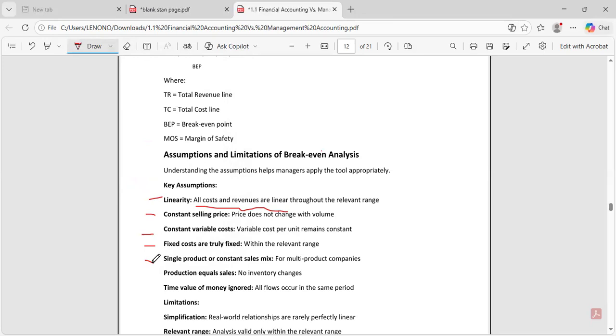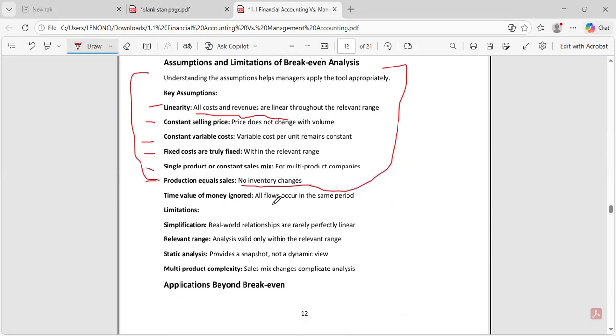Okay, and for multiple product campaigns, production equals sales, no inventory changes, and there are some other assumptions, that whatever has been produced is sold. So these are the key assumptions of the break-even analysis. All right, then we're looking at the time value of money being ignored. So the time value of money is ignored, all cash flows occur in the same period.